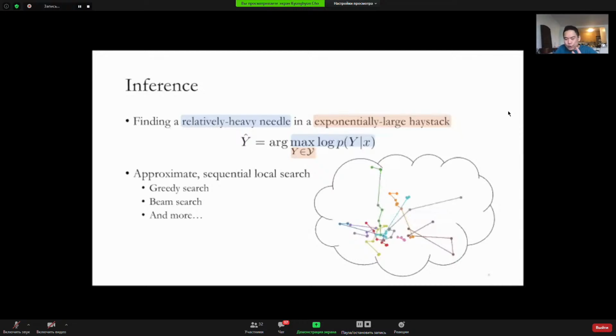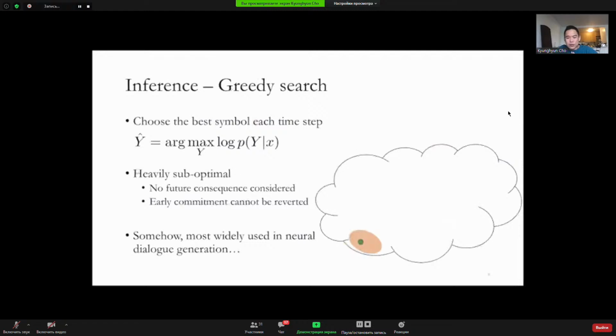And then there are two major approaches that have been used. One is greedy search, and the other is beam search. Greedy search is very simple and does exploit the fact that we are doing autoregressive modeling. Because we're doing autoregressive modeling, we have the probability distribution of the next word at every time step. And greedy search simply picks the best one accordingly.